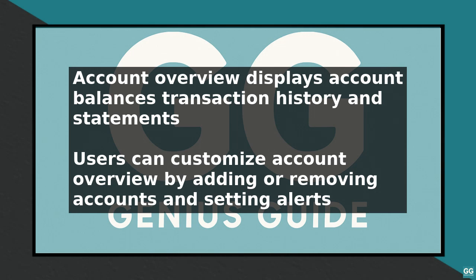To pay bills, click on the Pay Bills tab and select the account you want to use to make the payment. Enter the payee information, payment amount, and payment date. You can also set up recurring payments and view your payment history.